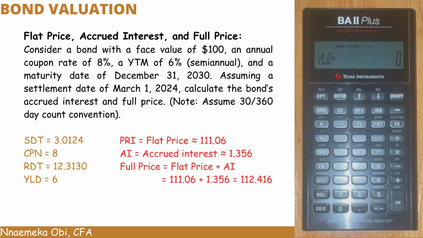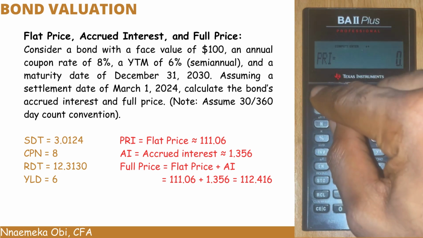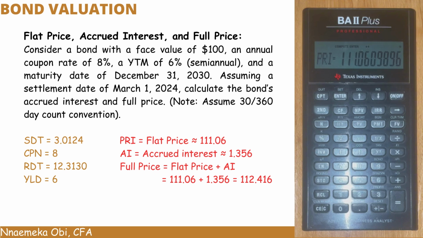We'll press arrow down. We see the yield. The yield given to us in this question is 6%. So we'll press 6, we'll press enter. We'll press arrow down. Now, once you press arrow down, we'll press compute. So we have that the flat price of the bond is 111.06. We'll press arrow down. We'll see the accrued interest, AI. So we have 1.356 approximately.